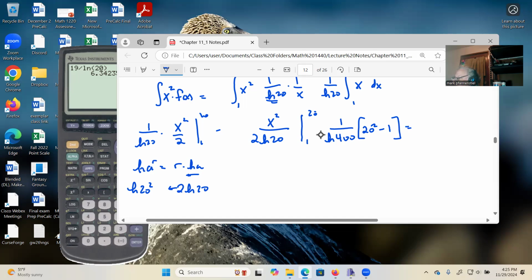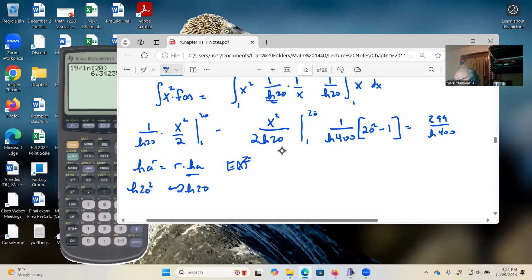400 minus 1 is 399 over natural log of 400. So we'll go ahead and plug that in. That's going to be E of x squared, right? That's what this is. All right. So we're going to go ahead and say that.